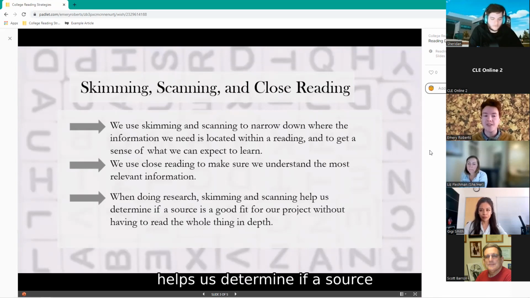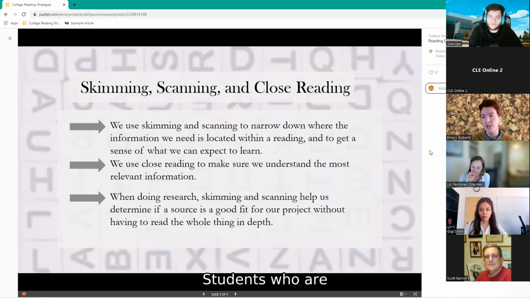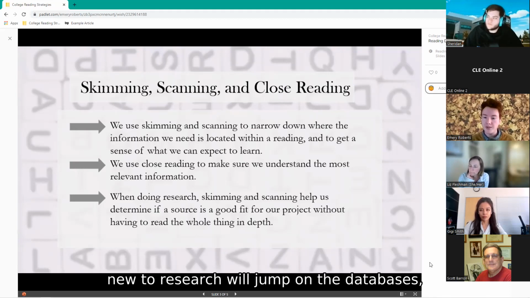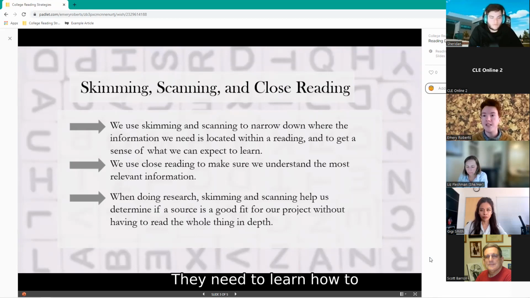skimming and scanning helps us determine if a source is a good fit for our project without having to read the whole thing in depth first. Students who are new to research will jump on the databases, download the first 5 things that pop up, try to read through all of it, and realize that they don't have a particularly coherent set of articles. You can't expect students to do that. They need to learn how to prioritize which of those articles to read first. Okay, and scanning and skimming are going to help us do that.